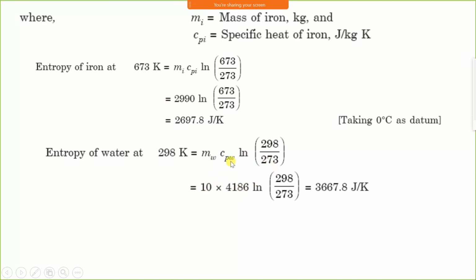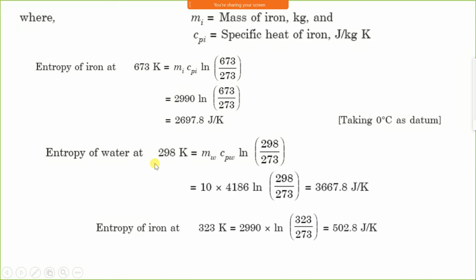Mass of water is 10. Specific heat of water is 4186. ln is log base e. 25 degrees Celsius upon 0 degree Celsius, in terms of Kelvin, is 298 Kelvin upon 273 Kelvin. Now we get the entropy of iron and the entropy of water.